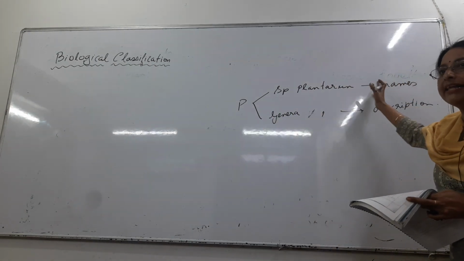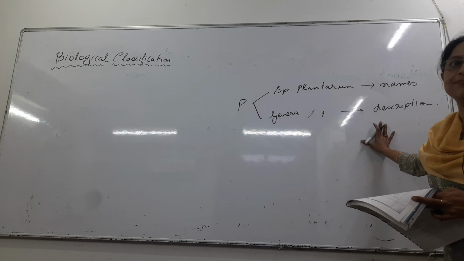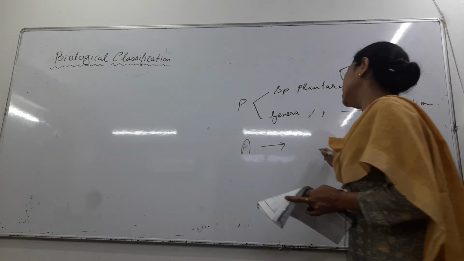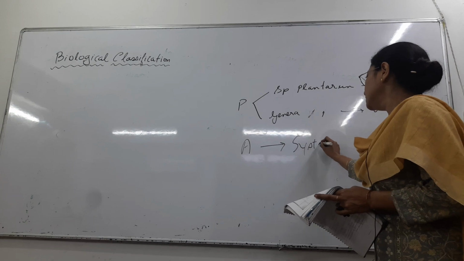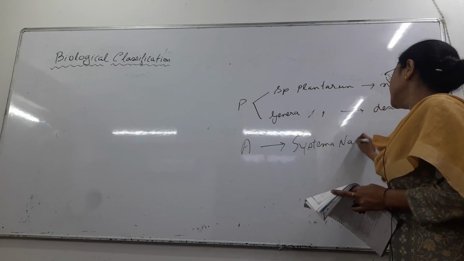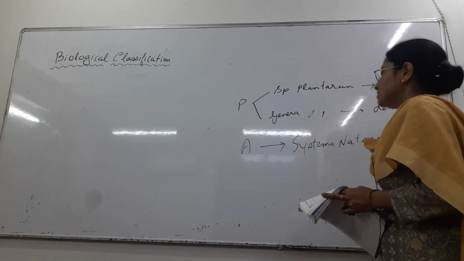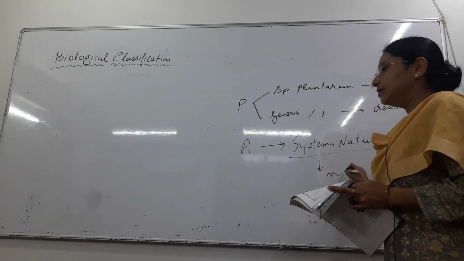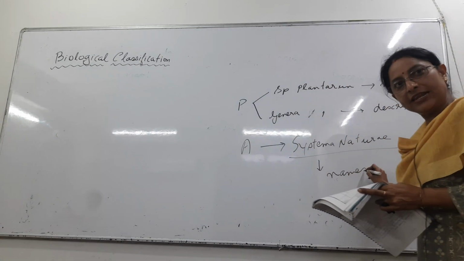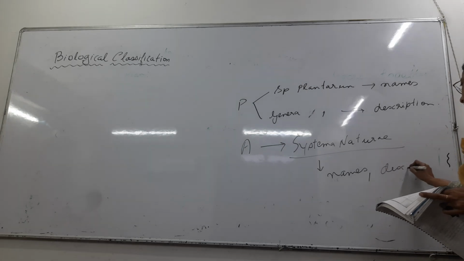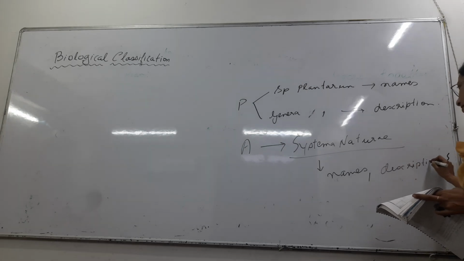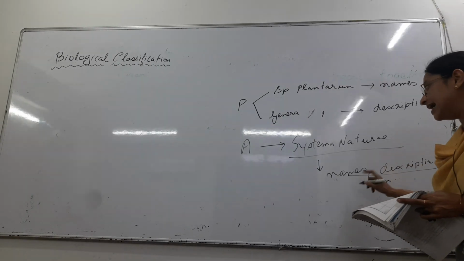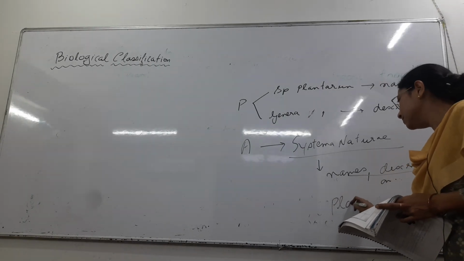Right. Next, talking about animals, we have one book that is called Systema Naturae. What is in it? Names of animals and description of animals, right? Both are in the same book for animals. Together with that, they have something for plants also, yes or no?